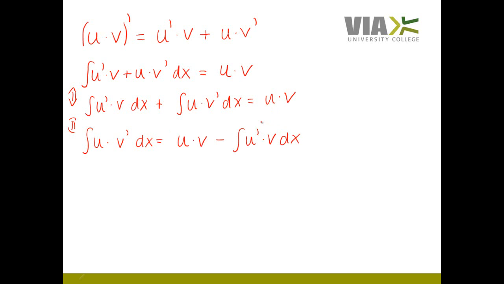So if this integral is easy to find for a specific assignment and we know how to multiply two functions, then we can actually easily find the result of this integral here. And that is exactly the method which we call integration by parts.